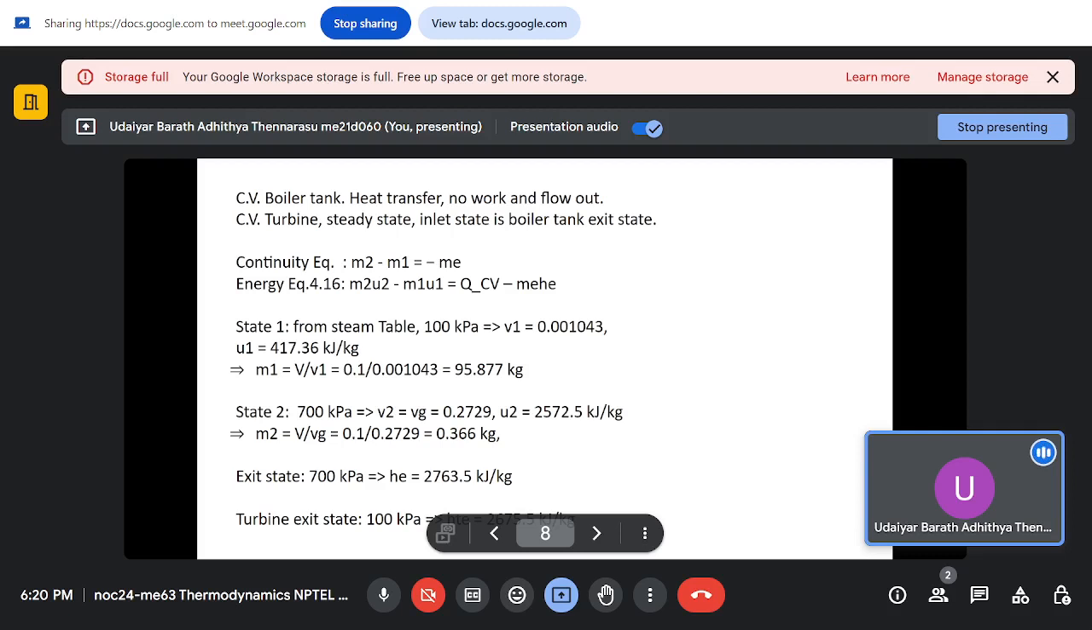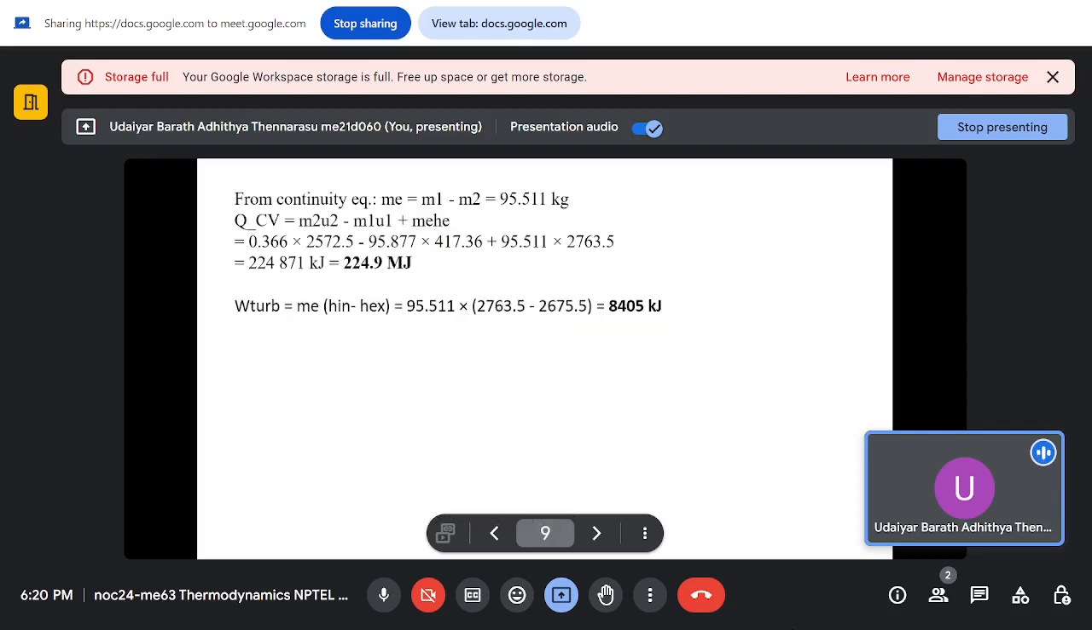Now the exit state of the boiler is 700 kilopascal, so correspondingly you take the saturated vapor enthalpy, which is 2763.5 kilojoule per kg. This exit state of the boiler is your turbine inlet at 700 kilopascal, and then the turbine exit is 100 kilopascal. Corresponding to that, the enthalpy is 2675.5 kilojoule per kg.